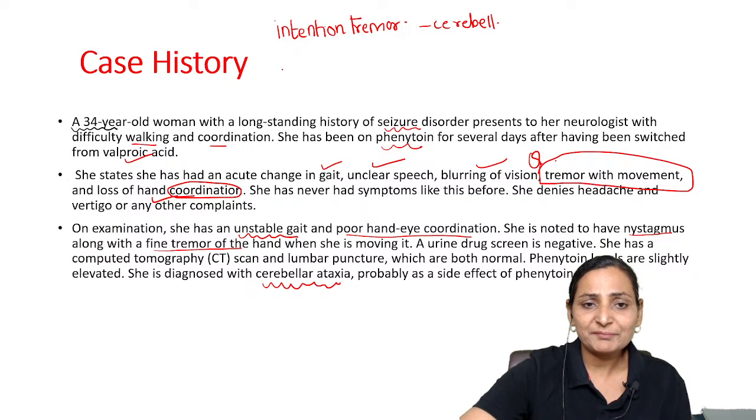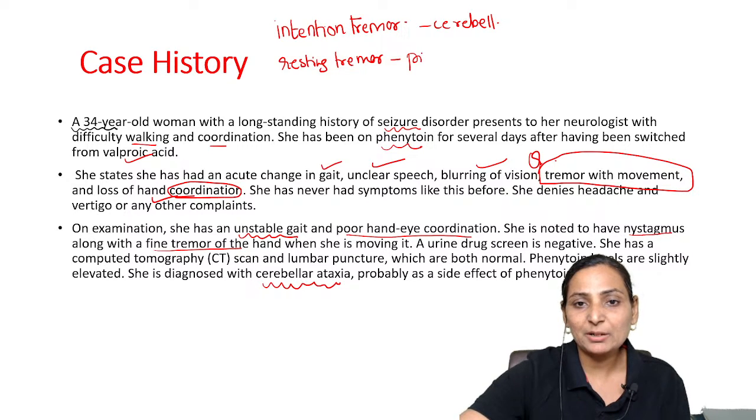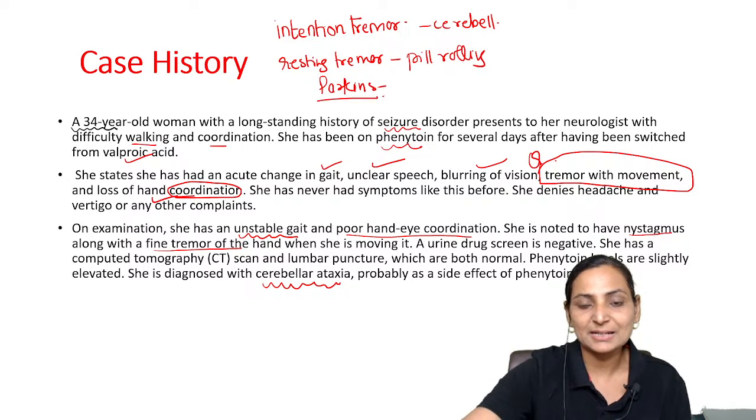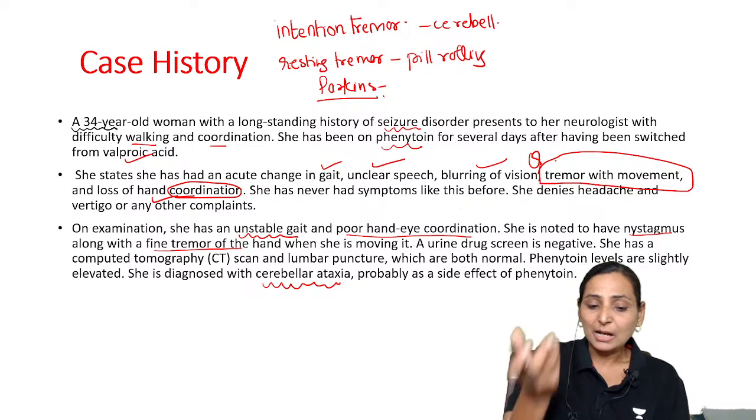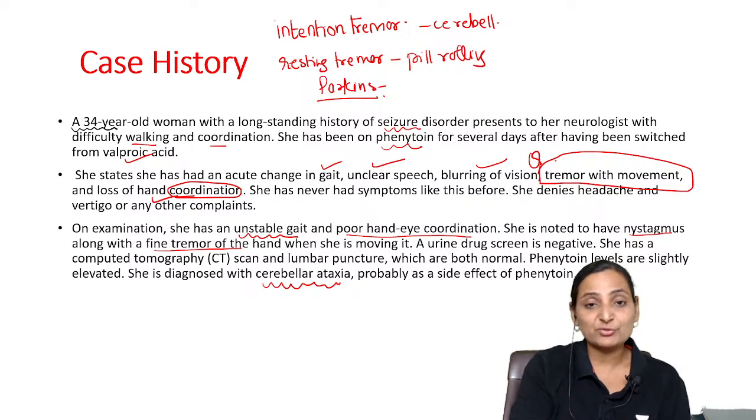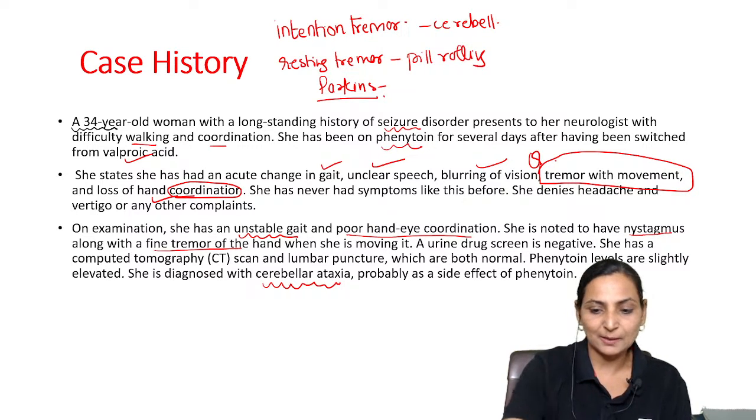Second important thing, if there are resting tremors, that means the typical pill-rolling movement, if this type of history is given, it goes more with Parkinson's, that is the lesion of the basal ganglia. Apart from this, you must remember there can also be tremors in anxiety, which are called fine tremors. So tremors in anxiety or hypothyroidism are your fine tremors. So this is the history of a patient who is suffering from some cerebellar ataxia.